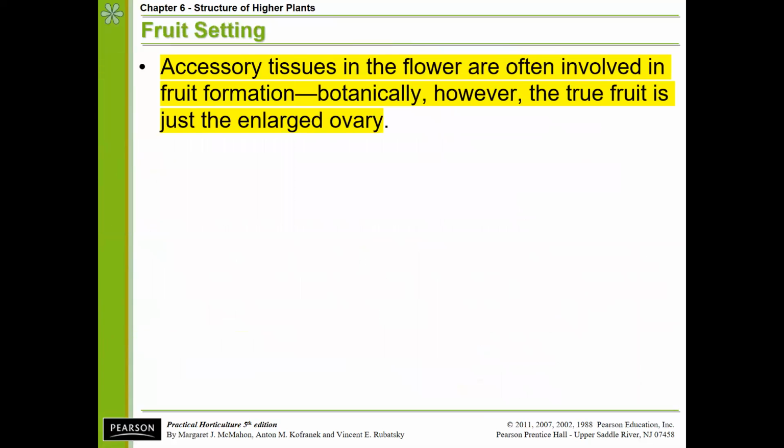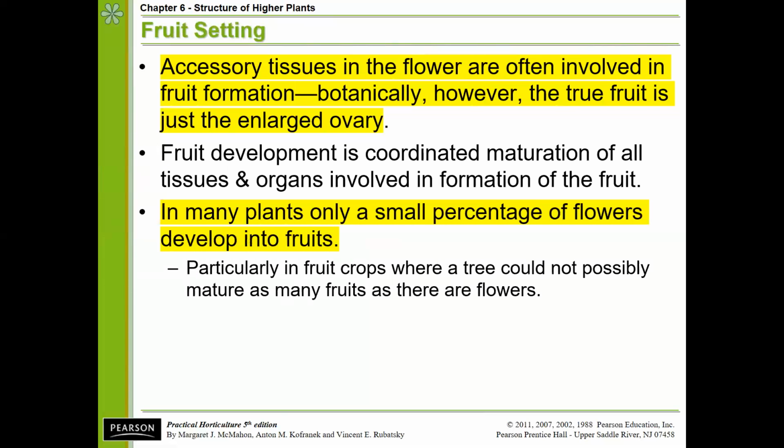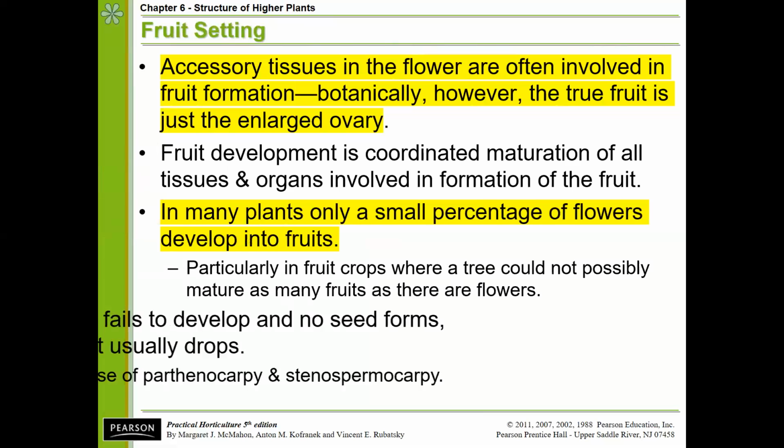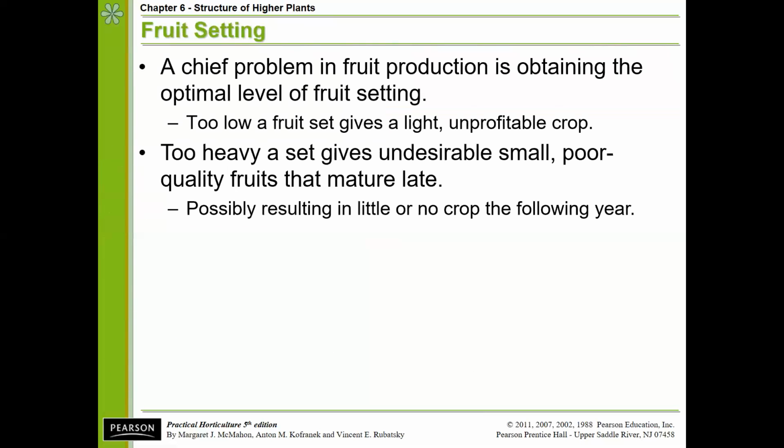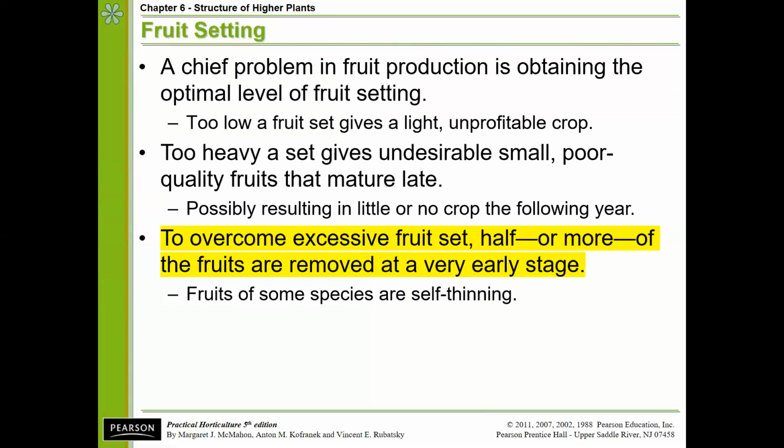Accessory tissues in the flower are often involved in fruit formation, but the true fruit itself is just the enlarged ovary. And in most plants, only a small percentage of flowers tend to actually develop into fruits. And in some cases, too many of them develop into fruits, which can cause damage to the fruiting crops, or cause some fruits to be too small.